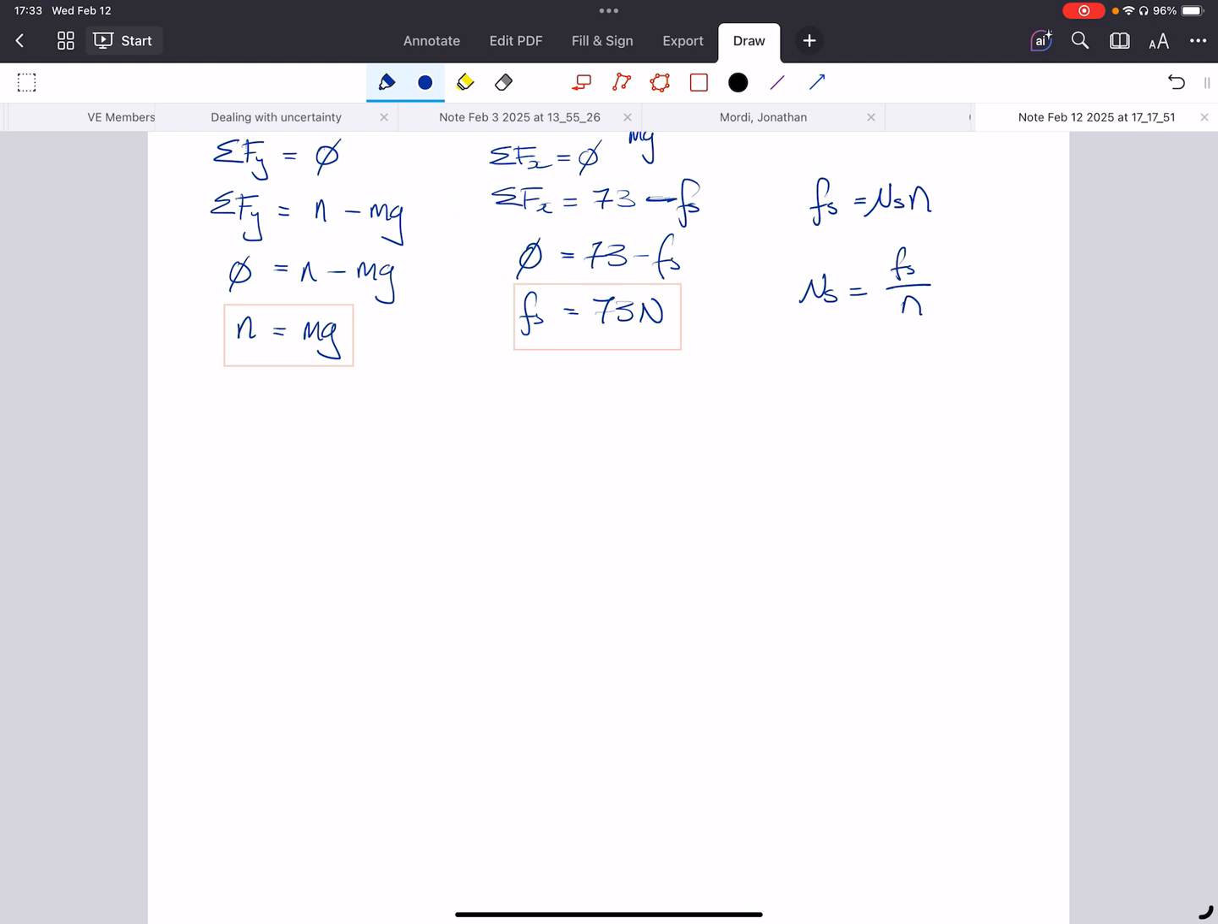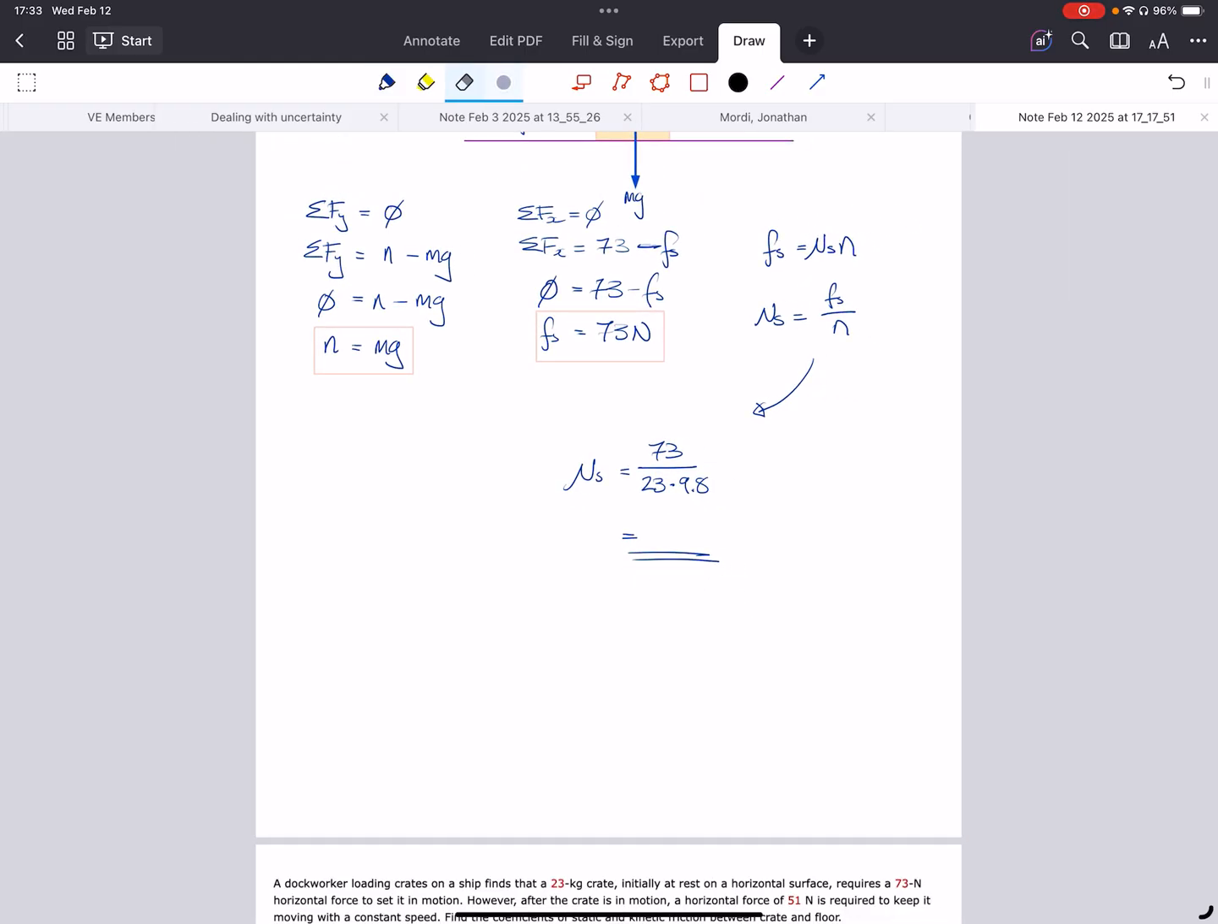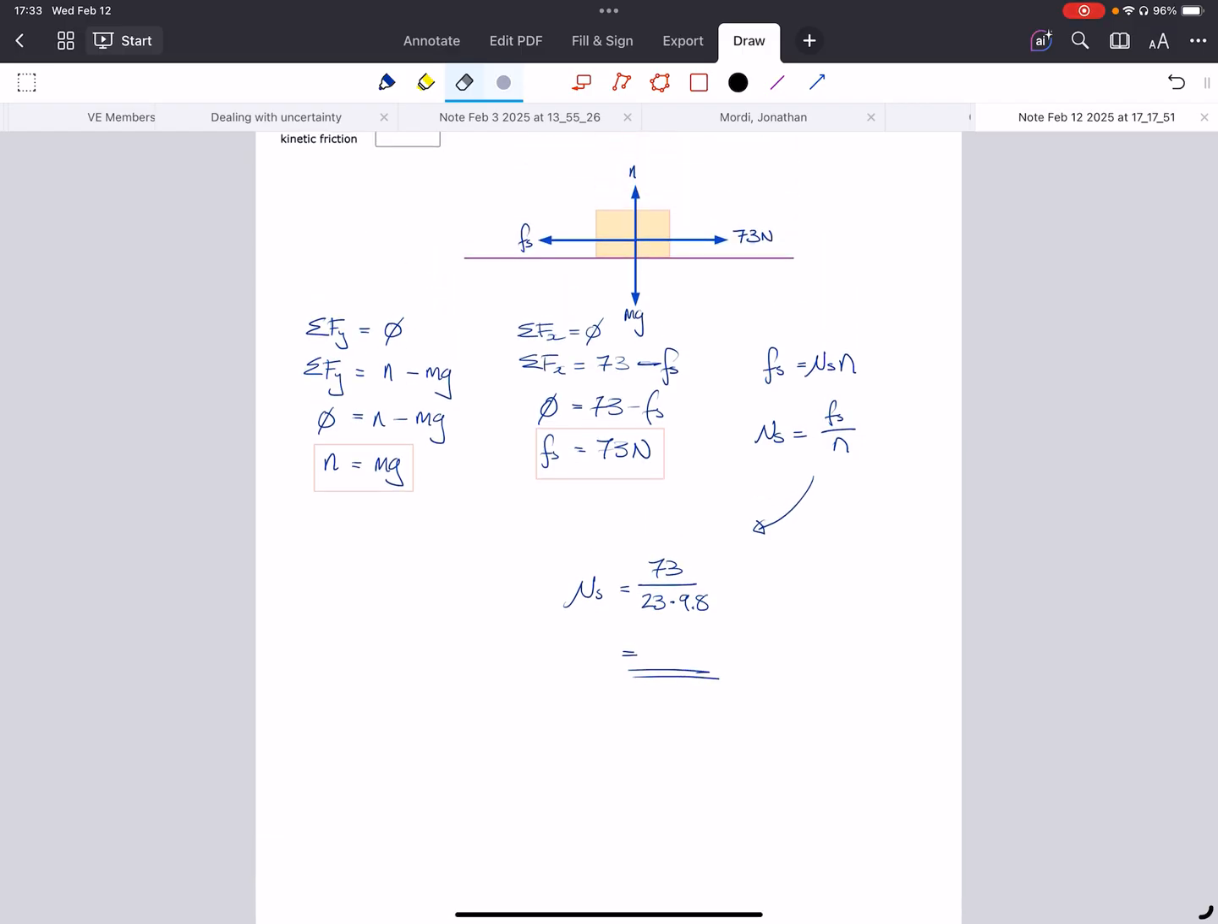So we can at this point just substitute in our data and say that the coefficient must be equal to 73 newtons divided by the mass of the crate, which is 23 kilograms, multiplied by 9.8, which is the value of g, 9.8 meters per second squared. Calculate what that is, and that will give us our final answer. There are no units to this final answer because it's a coefficient, and like we said, coefficients do not have units.